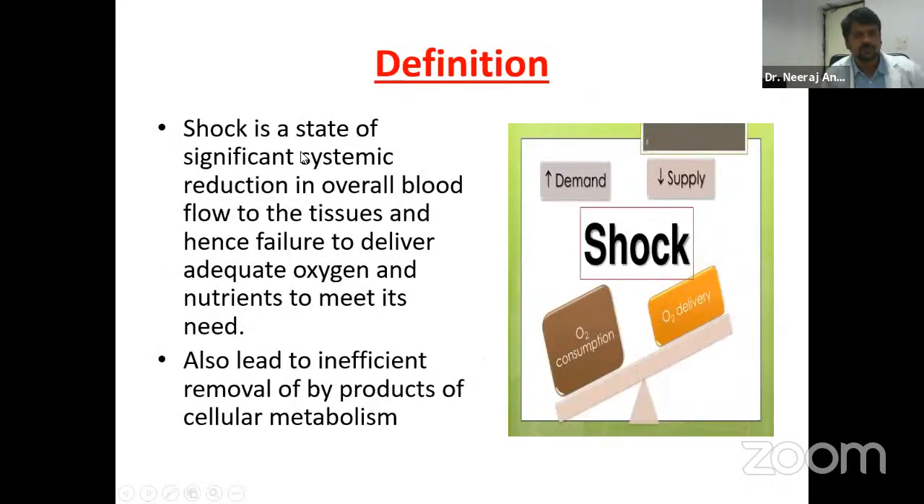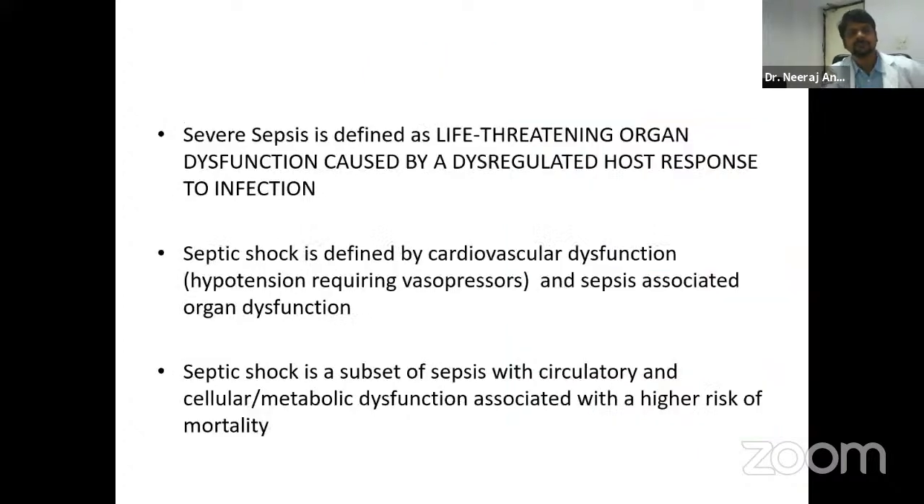So coming on to the definition of shock, shock is defined as a state of significant systemic reduction of overall blood flow to the tissues, and hence failure to deliver adequate oxygen and nutrients to meet its need. So in shock, there is increased demand and decreased supply of blood, as well as through blood, the metabolic demands as well as oxygen demand is not met to different tissues. In shock, there is also inefficient removal of byproducts of cellular metabolism, which may also lead to different organ dysfunctions.